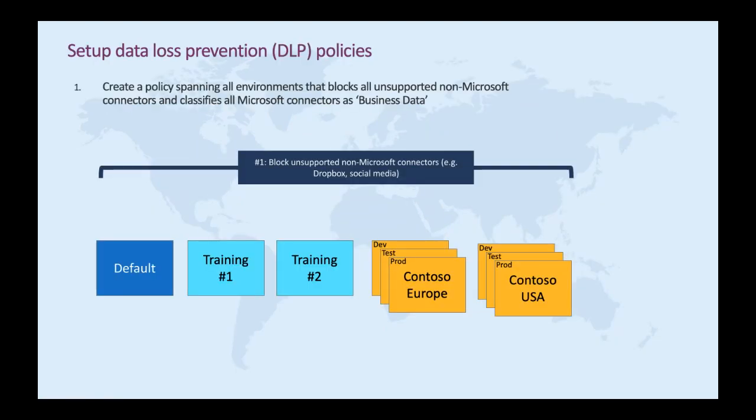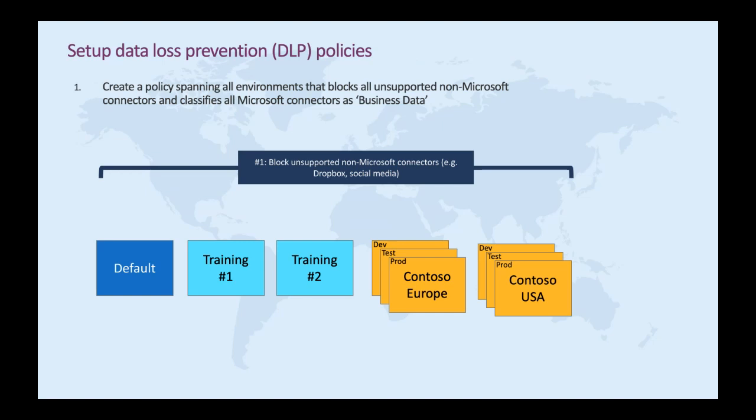Okay, so when you set up the data loss prevention policies, firstly, create a policy spanning all environments that blocks all unsupported non-Microsoft connectors and classifies all Microsoft connectors as business data. What I mean by that is we want to create a policy that goes across all environments that allows only Microsoft connectors to talk to each other.